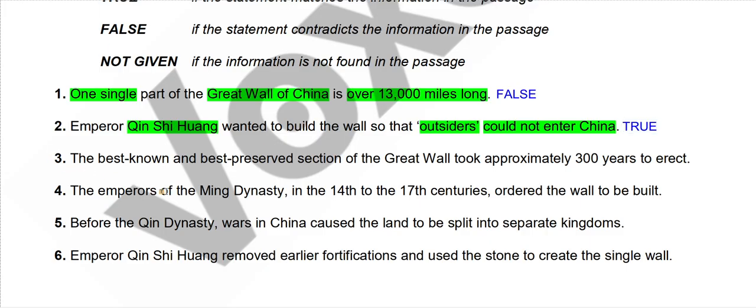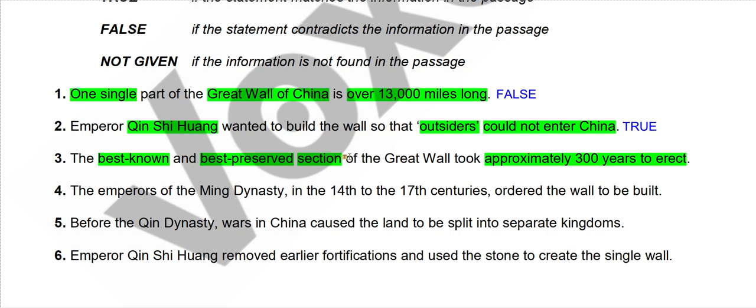The best known and the best preserved section of Great Wall took approximately 300 years to erect. These are the two keywords here: the best known and best preserved. This is one section which is best known, which is famous, and best preserved, kept in the best possible shape, of the Great Wall. But this particular section took approximately 300 years to erect. In other words, 300 years to build.